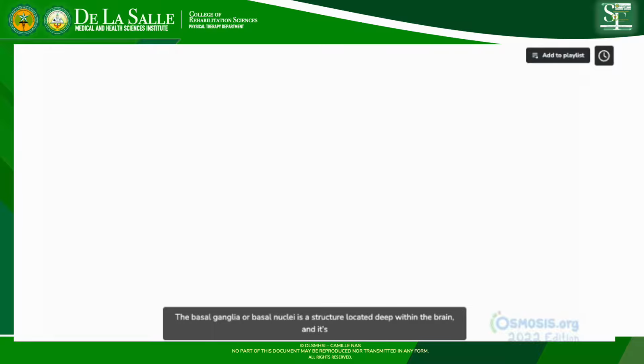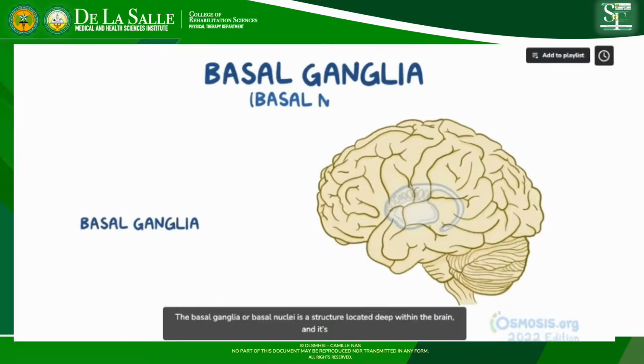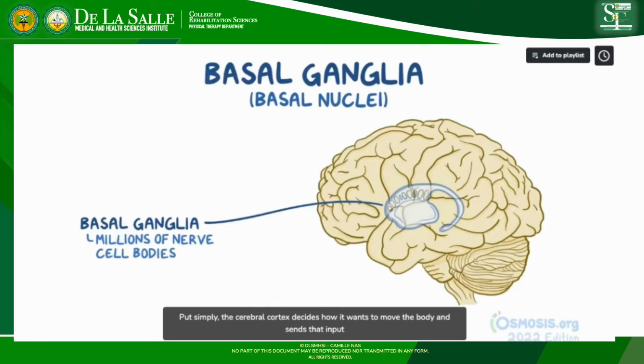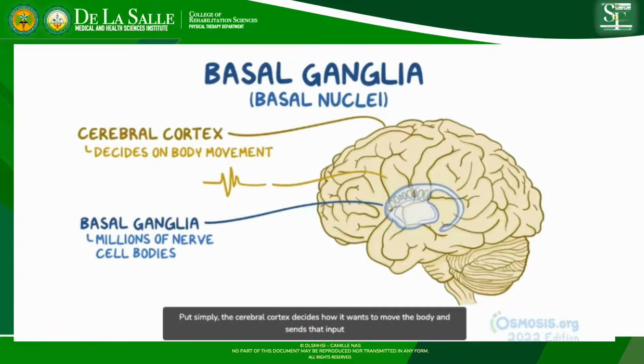basal So let's watch ganglia this or basal video nuclei is a before we structure located discuss deep within the the brain, last part and it's made up the of a group motor of system, nuclei, which is the motor so pathways millions of under nerve cell basal bodies. ganglia. Put simply, the cerebral cortex decides how it wants to move the body and sends that input to the basal ganglia. And then the basal ganglia's job is to help execute a smooth movement.